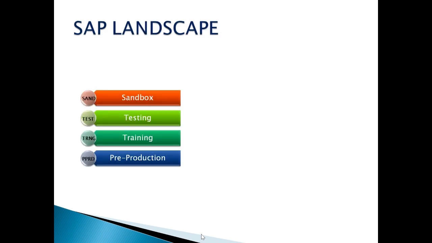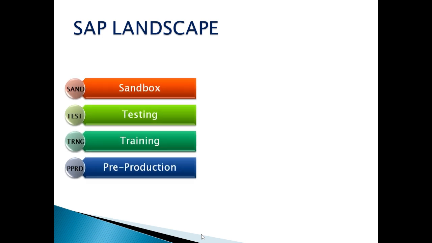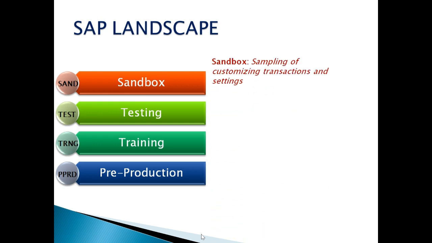Next, if you see the landscape of SAP, there are 4 different systems, namely sandbox, testing, training, and pre-production. If you go deeper, sandbox is a system where all sampling of customizing transactions and settings are done. In the sandbox, we do some basic configuration and some basic customization that is required for the business and show the demos to the client.